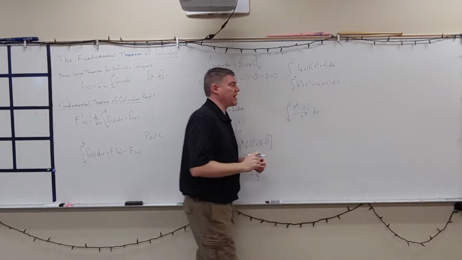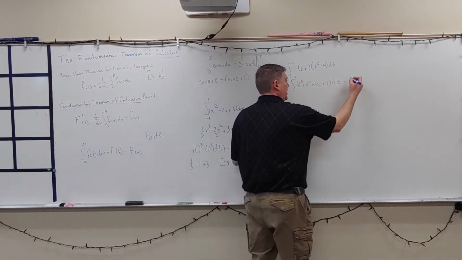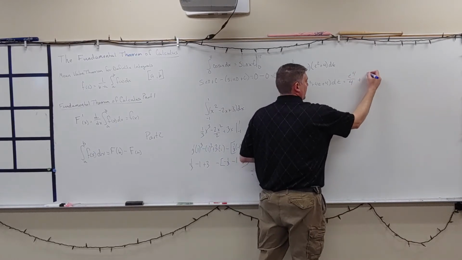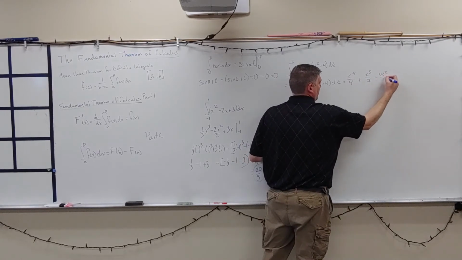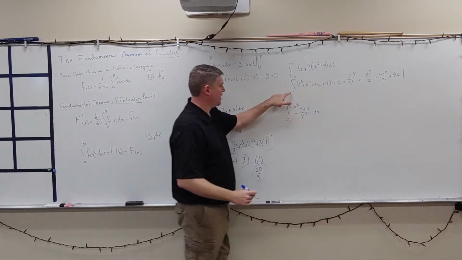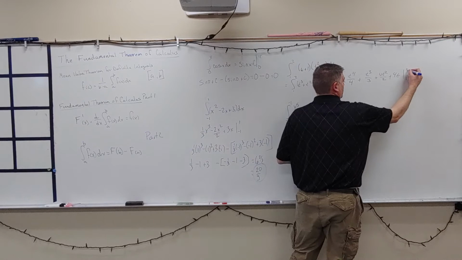And now I'm going to take the antiderivative. So I'm going to add 1 to my power. So this becomes t to the 4th over 4 plus t cubed over 3 plus 4t squared over 2 plus 4t. And I'm going to evaluate that at 1 and 2. So 1, 2.